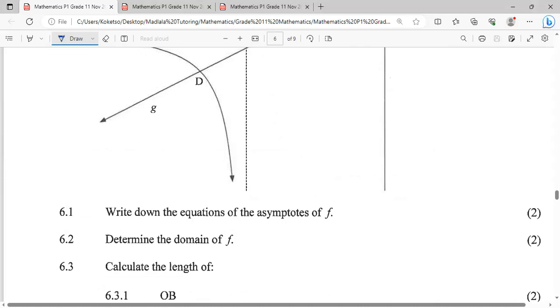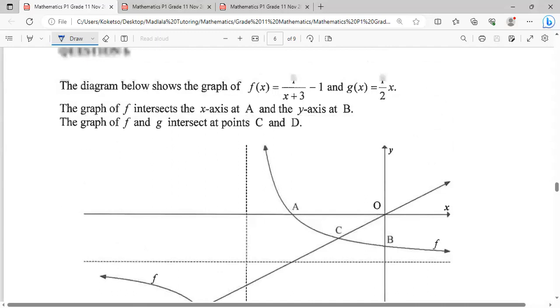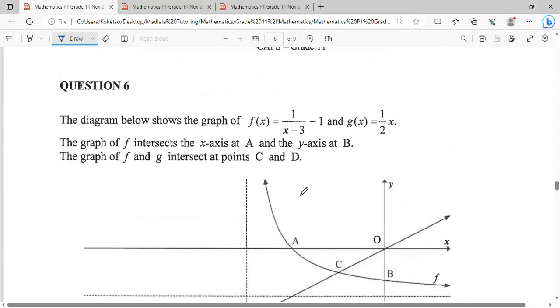Now the first question says, write down the equations of the asymptotes of f. So we know that f is a hyperbolic function and it has two asymptotes. So it has the horizontal asymptote and the vertical asymptote. So how do we find the horizontal asymptote? It's going to be the value of q. So we tell them the equation is y equals -1.